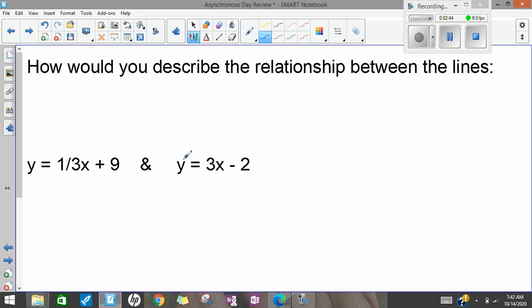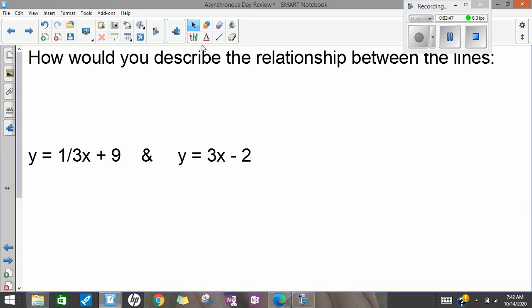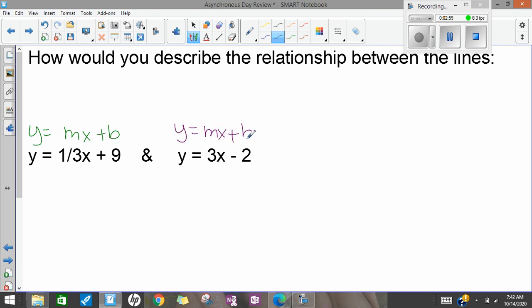We're going to try to find the same thing here. And so again, we're going to look at the slopes. And I can see the slope of this line is 3. And the slope of this line is 1/3. And so they're not the same, so they're definitely not parallel. In order for them to be perpendicular, one of them needs to be positive and then one of them needs to be negative. They're both positive, so they cannot be perpendicular either.